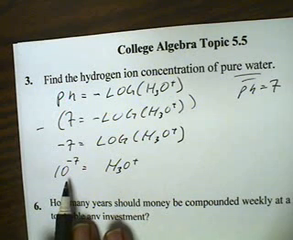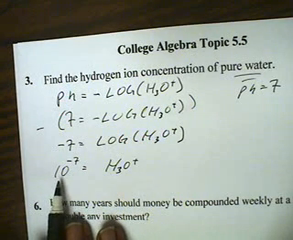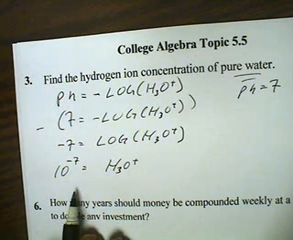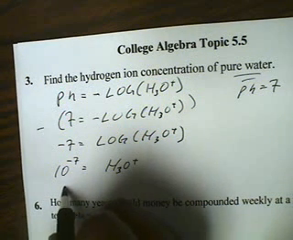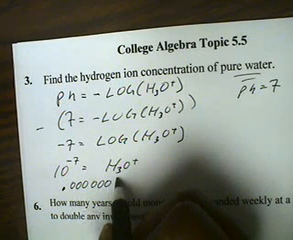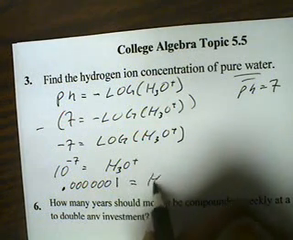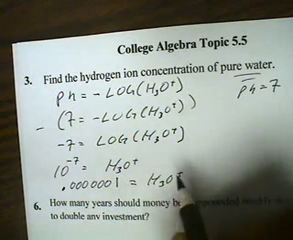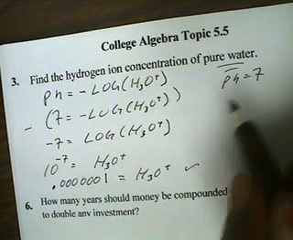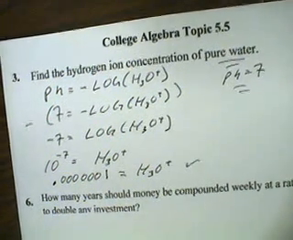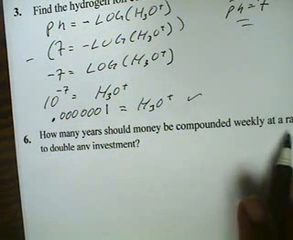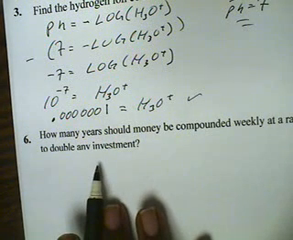Alright, now 10 to the negative 7th power is the equivalent of having 6 zeros behind the decimal. 1, 2, 3, 4, 5, 6, and then the 1 here. Very small amount here, but this is the hydronium concentration, given that the pH level is 7. Now, next is how many years should money be compounded weekly at a rate of 12% to double any investment?